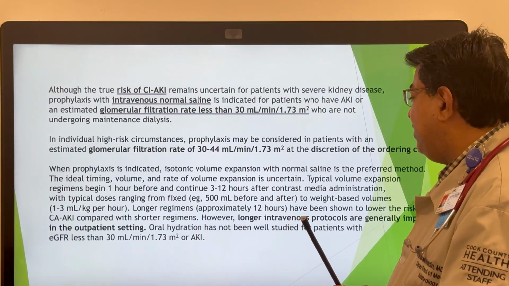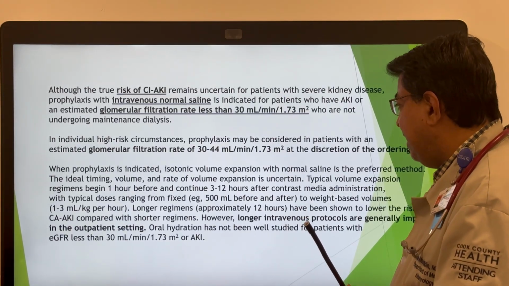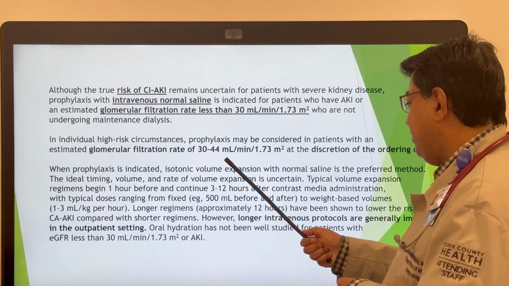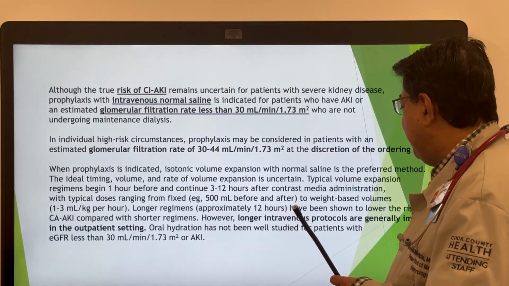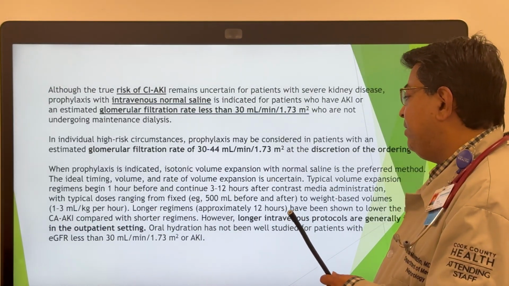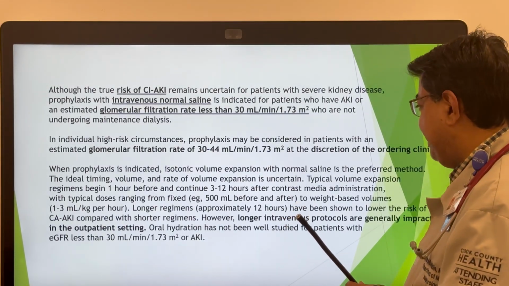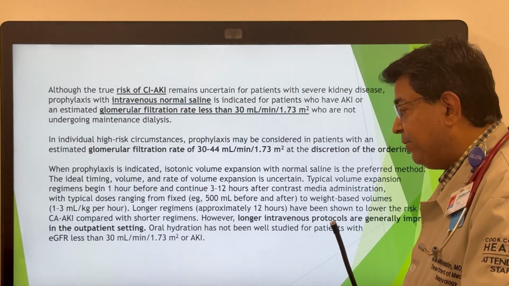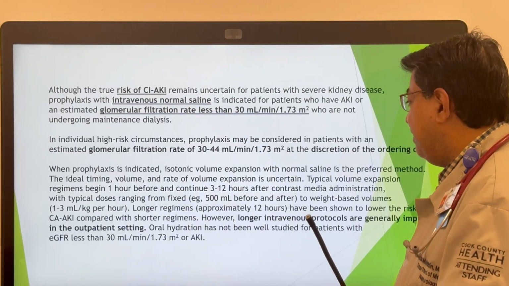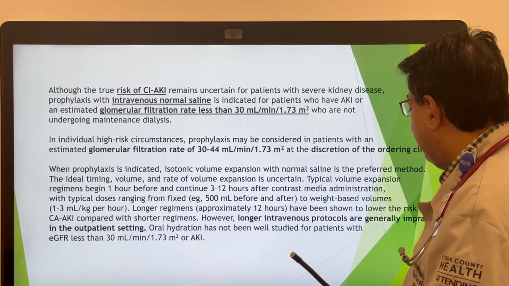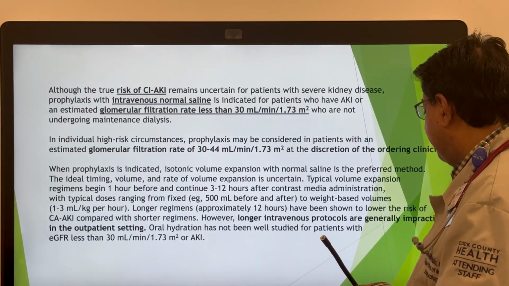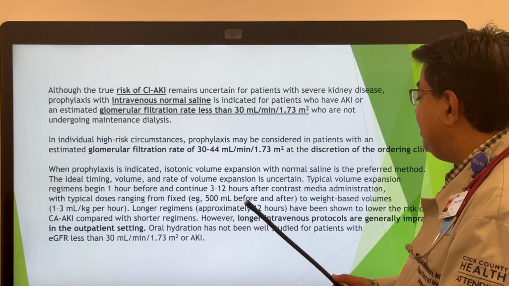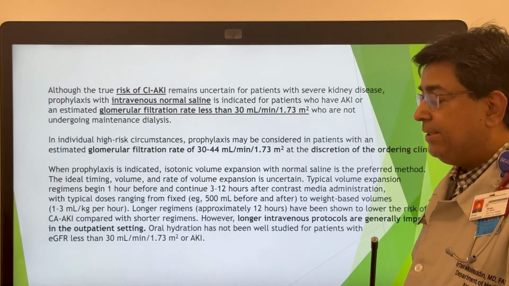The timing, volume, and rate of volume expansion is uncertain, but volume expansion regimens begin 1 hour before and continue 3 to 12 hours after contrast administration, with typical doses ranging from fixed to weight-based volumes. Longer regimens have been shown to lower the risk of contrast-induced nephropathy better than shorter regimens. However, obviously longer intravenous protocols are generally impractical in the outpatient setting. And oral hydration has not been well studied. Next slide.